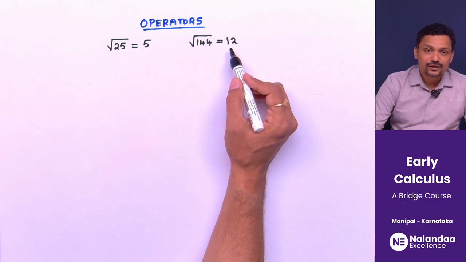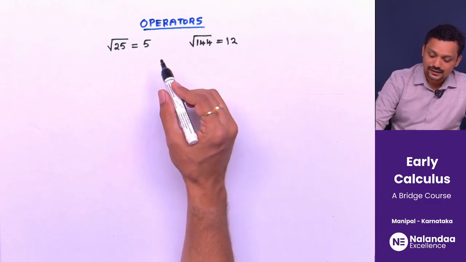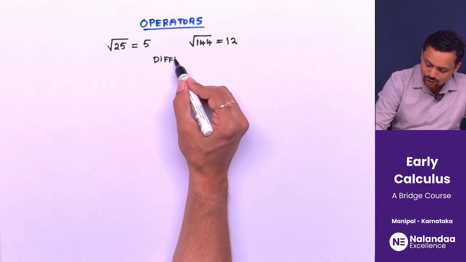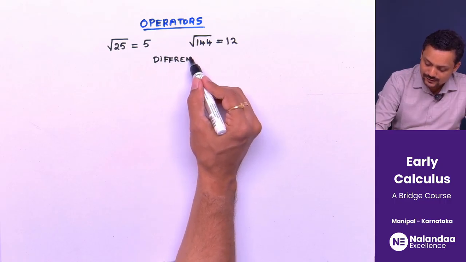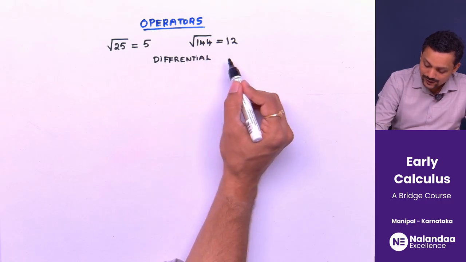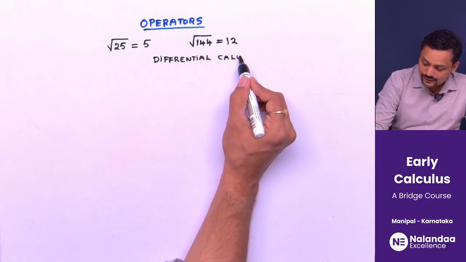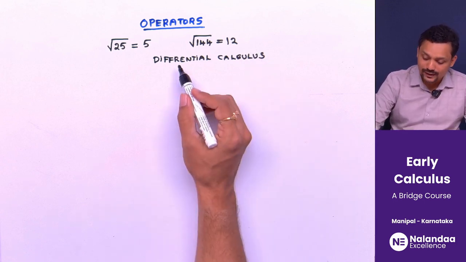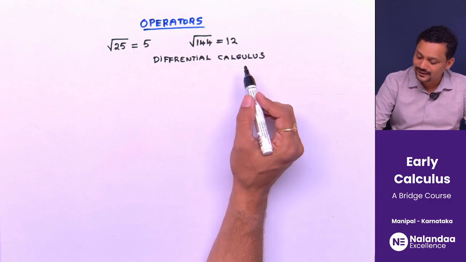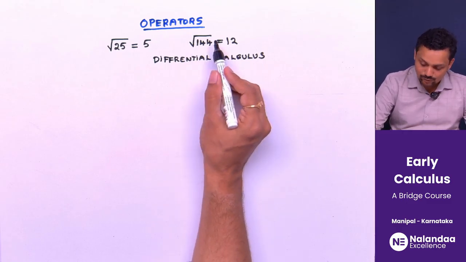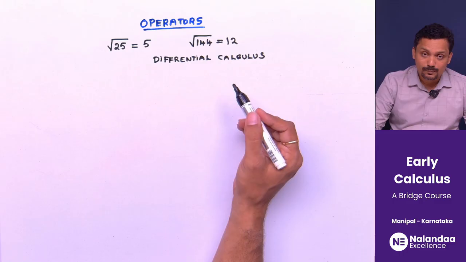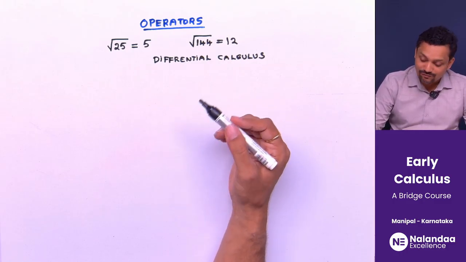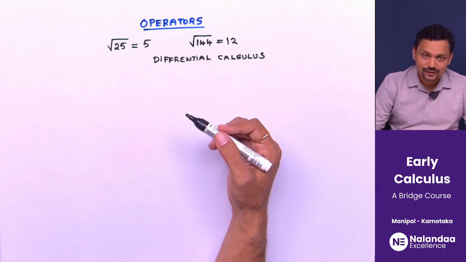Now similarly, when we come to differentiation or when we talk about differential calculus in higher level maths, there is an operator associated with it, just like square root. So now what is that operator? What is the symbol and how does it act on functions? We are going to discuss now in detail.